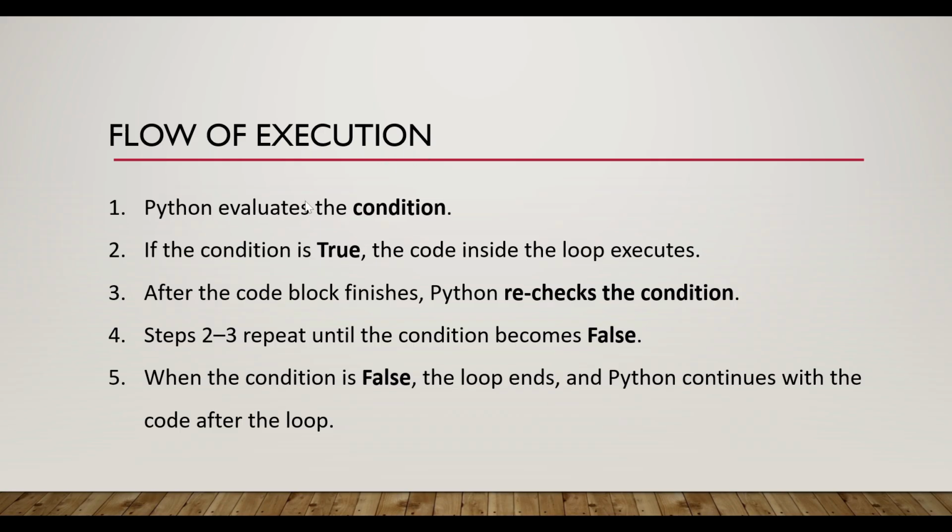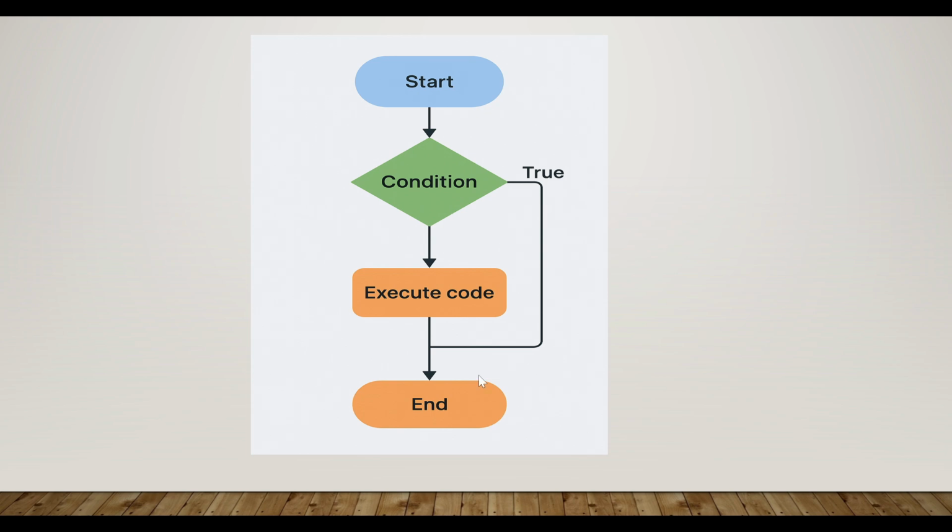Next, flow of execution. Python evaluates the condition. If the condition is true, the code inside the loop is executed. After the code block finishes, Python rechecks the condition. Steps 2 and 3 repeat until the condition becomes false. When the condition is false, the loop ends and Python continues with the code after the loop. If the condition is true, the code will be executed, otherwise it will exit.